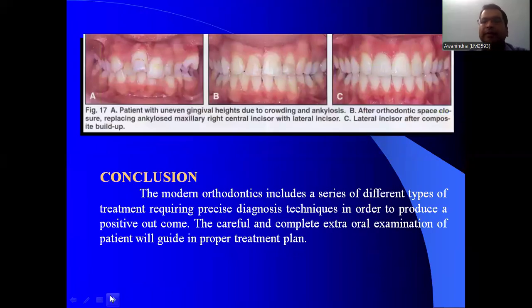Okay, so I will conclude my lecture today. Modern orthodontics includes a series of different types of treatment requiring precise diagnostic techniques in order to produce a positive outcome. The careful, complete extraoral examination of the patient will guide the proper treatment plan.